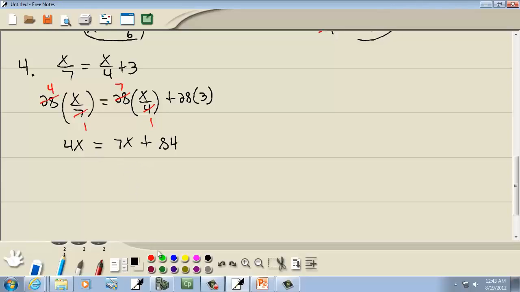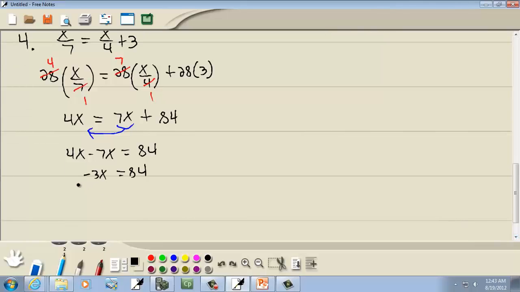Step 3. Get everything with an x on one side, numbers on the other. I'll take 7x over the left side. It becomes a negative 7x. Remember, when you take anything across your equals, the sign changes. Combine together like terms at any step. 4x minus 7x gives us negative 3x. Last step. Divide both sides by the number in front of your x, which in this case is negative 3.